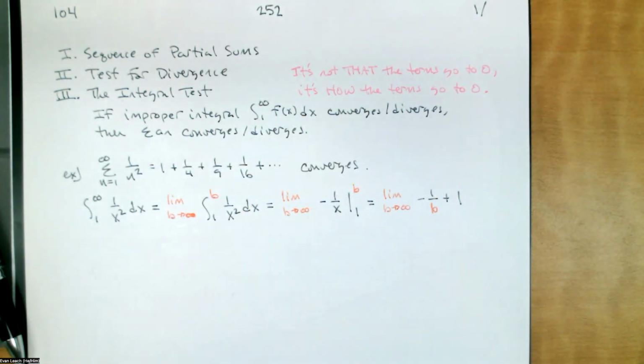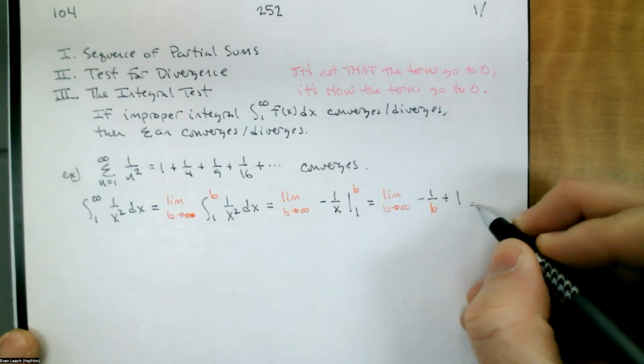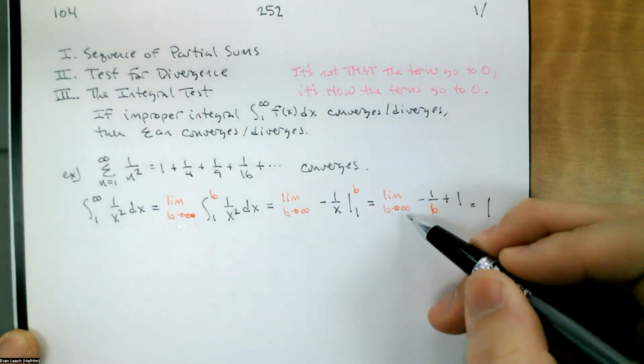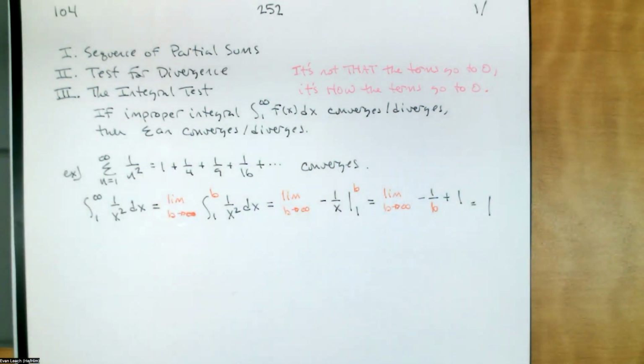So what we notice here is that when we add 1 to the exponent, that x stays in the denominator. From a let's-just-calculate standpoint, we end up with 1, because as b goes to infinity, minus 1 over b goes to 0. We can interpret this as the area under the curve 1 over x squared and above the interval from 1 to infinity: we have an area of 1.